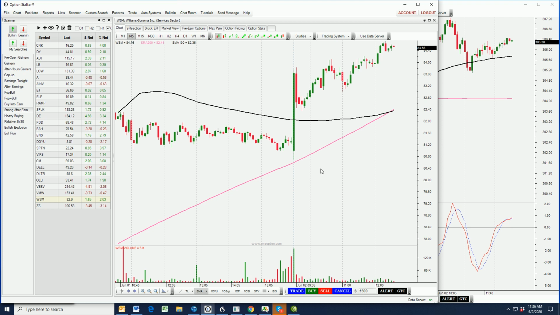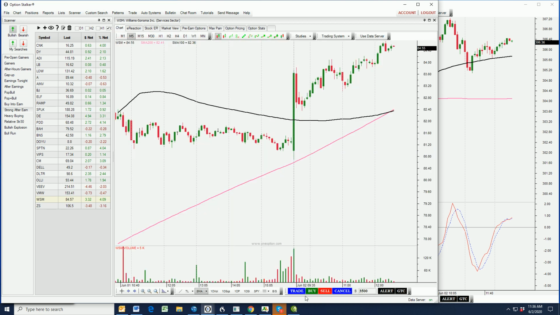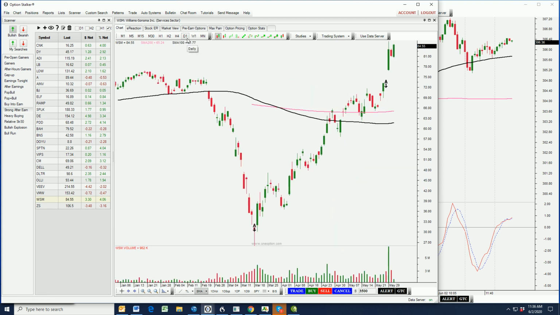I'm going to go into stock SR, and I'm just going to take a peek and see what the option liquidity is. Not bad at a 4. So let's go back in. Let's click trade. Let's identify where we think we'd want to sell a spread.